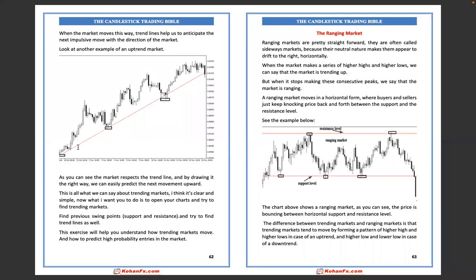Great. And then the next thing is what? Ranging markets. So we've spoken about trending markets. We've looked at uptrend and downtrend. A ranging market is very easy. It gives us equal levels. So you see that these are the highs and these are the lows. You mark this as your resistance level, and then you mark this as your support level. Trading a ranging market is very easy. You pick a sell on the resistance, and then you pick a buy on the support.